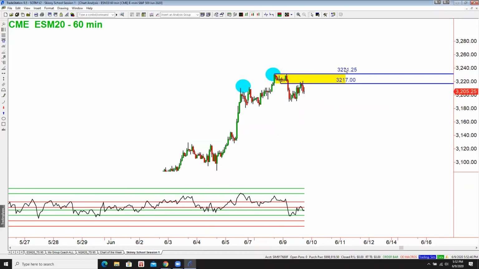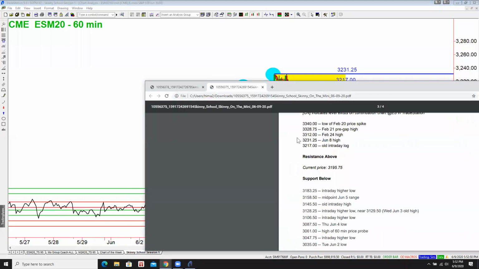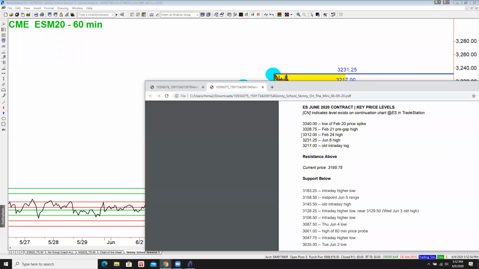Now there's this level that says February 24th high, 3312. A lot of newer Skinny members say, hey, I don't see the origins of that level on your 60-minute chart. Where are you getting it from? If it doesn't say a specific time frame and it's not showing on the 60-minute chart, it's from the daily chart.